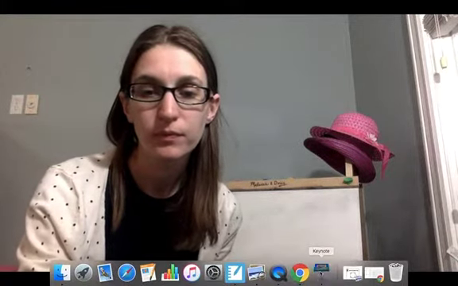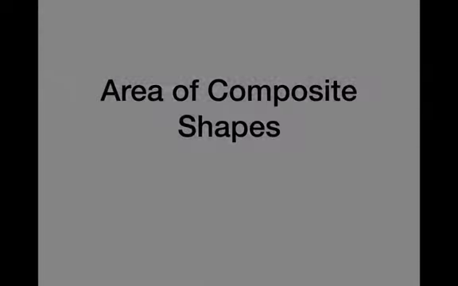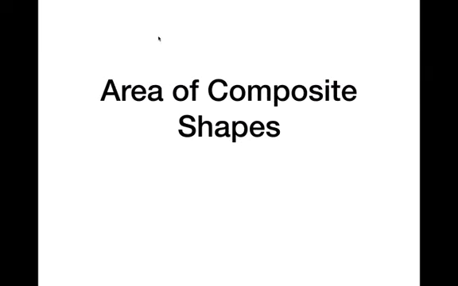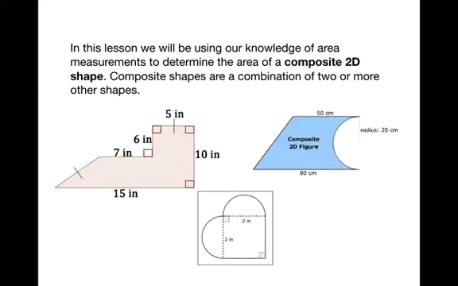Okay, this is the Math at Work 10 lesson on calculating the area of 2D composite shapes. In this lesson we're going to be expanding on our knowledge of calculating the area of general two-dimensional shapes and looking at calculating the area of composite shapes. A composite shape is still two-dimensional but is a combination of at least two other shapes.